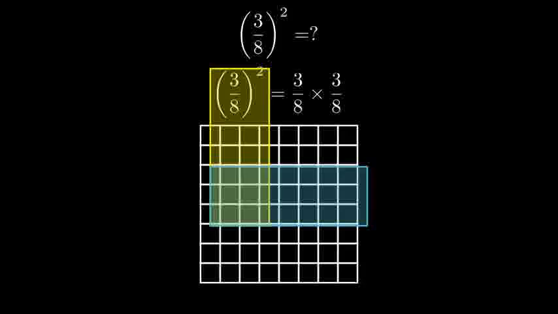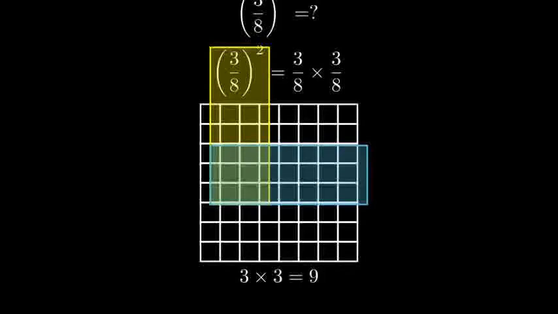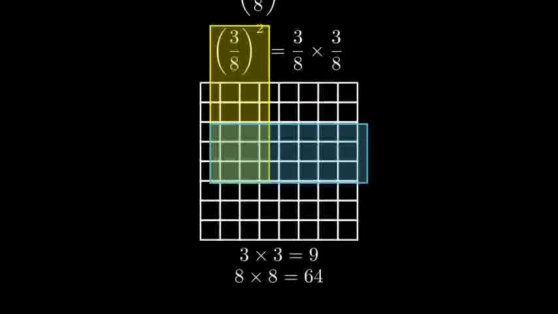When we multiply fractions, we multiply the numerators together. So 3 times 3 equals 9, and we multiply the denominators together. 8 times 8 equals 64. The intersection of our highlighted regions shows us the area that represents 9/64. Therefore, 3/8 squared equals 9/64.